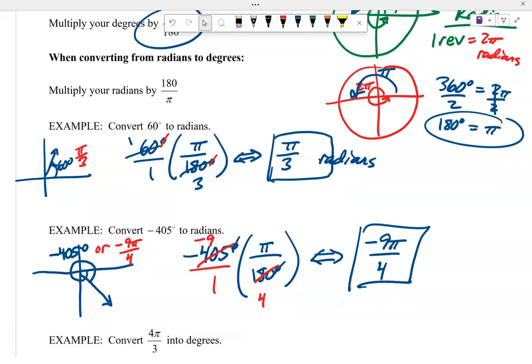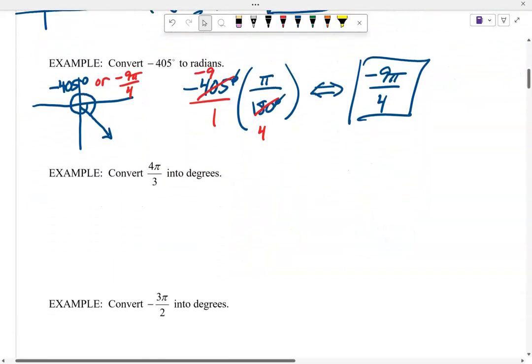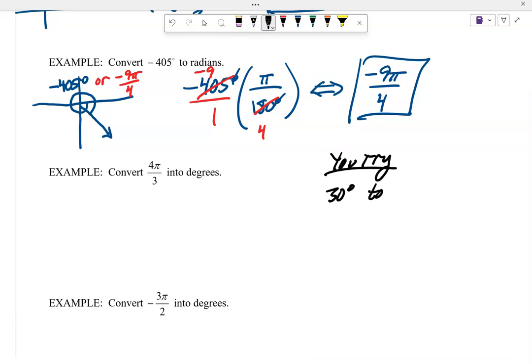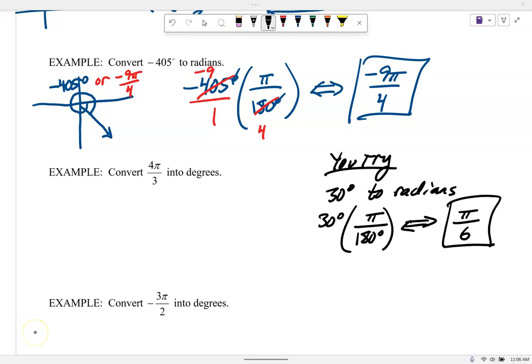Okay, let me have you try this one. Do 30 degrees to radians. Just to check yourself, you took 30 degrees times pi over 180, and 30 over 180 gives you 1 over 6. So 1 pi over 6.